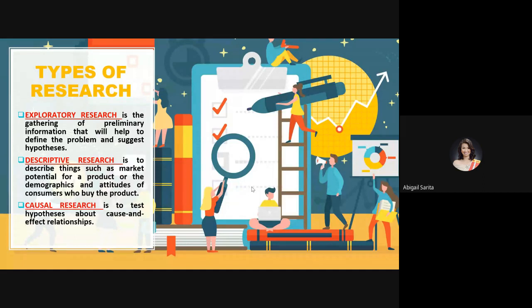Next is causal research. Pag sinabi natin causal research, this is a test hypothesis about cause and effect relationship. Pag sinabing causal, yung cause, ano yung triggered or ano yung nag-trigger for them to do that actions or to do that behavior. So for example, you are working in a restaurant. Now, as a chef in a restaurant, or for example, you are the head waiter in the restaurant or you are the restaurant manager class, gagamitin mo yung causal research. So pag sinabing causal research, you are testing the hypothesis.